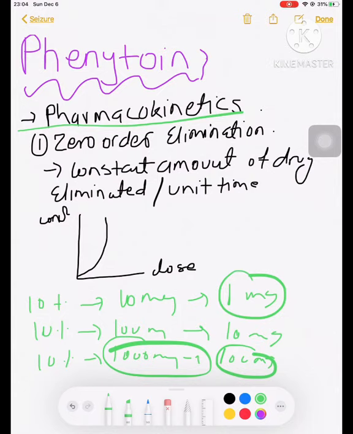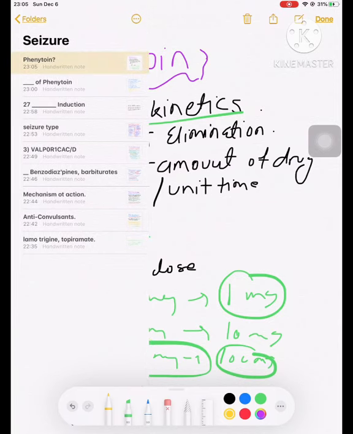So as we keep on increasing the dose, the concentration of the drug in the body goes on increasing. Why? Because only a fixed amount of drug is being eliminated from the body. This is also called non-linear kinetics because it does not follow a path like this. It follows a path like that. Let me change the color. A path like that. Okay, let's move on to the next point.